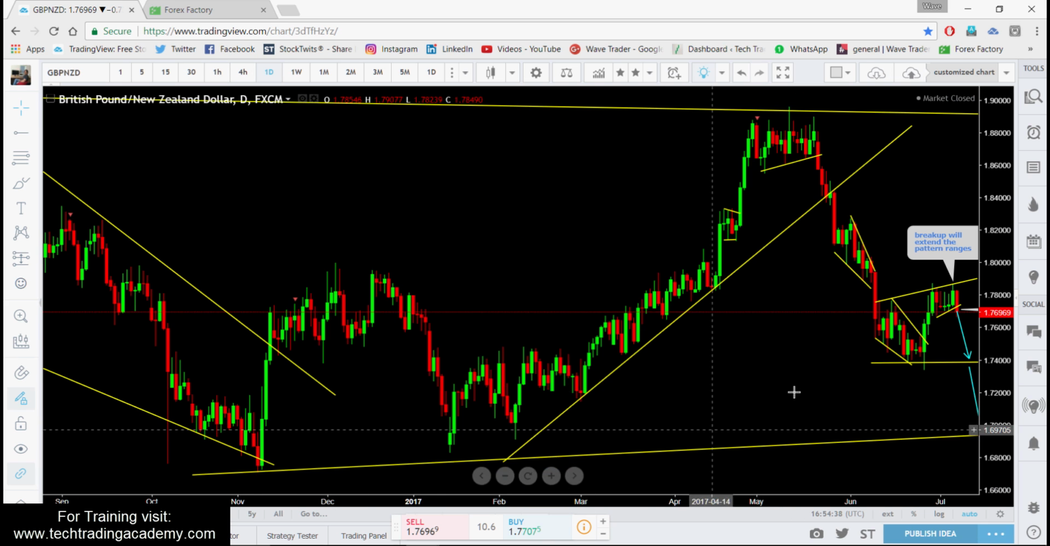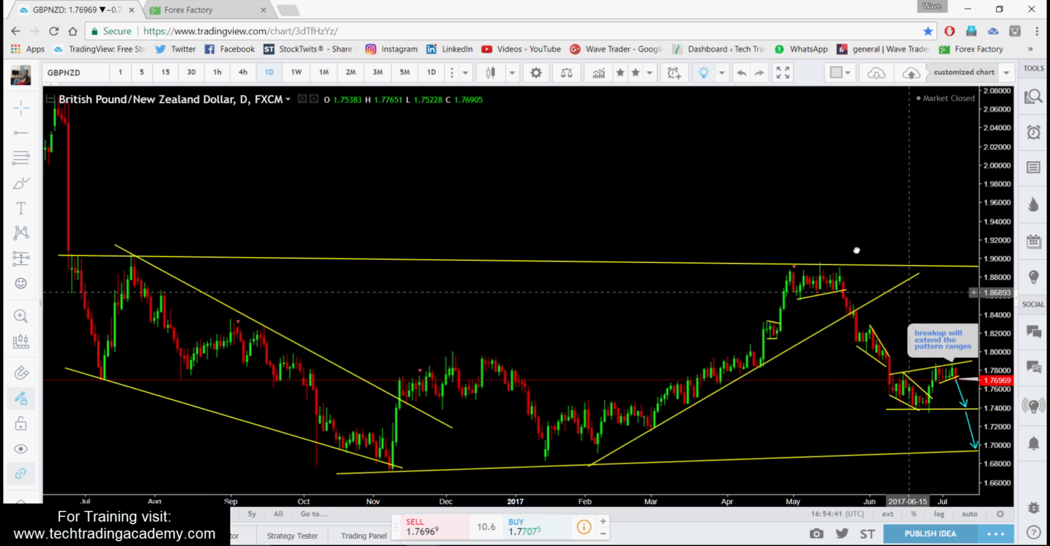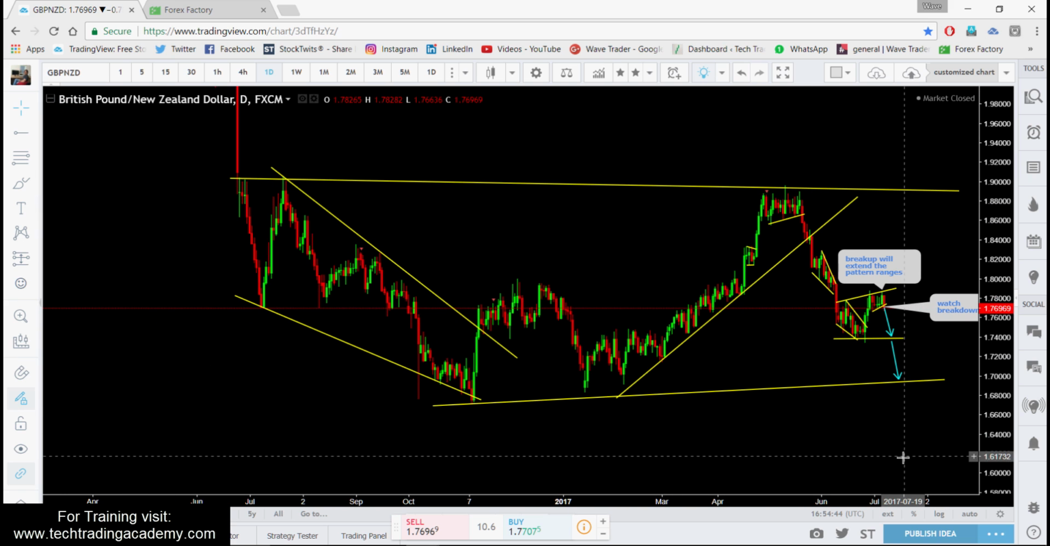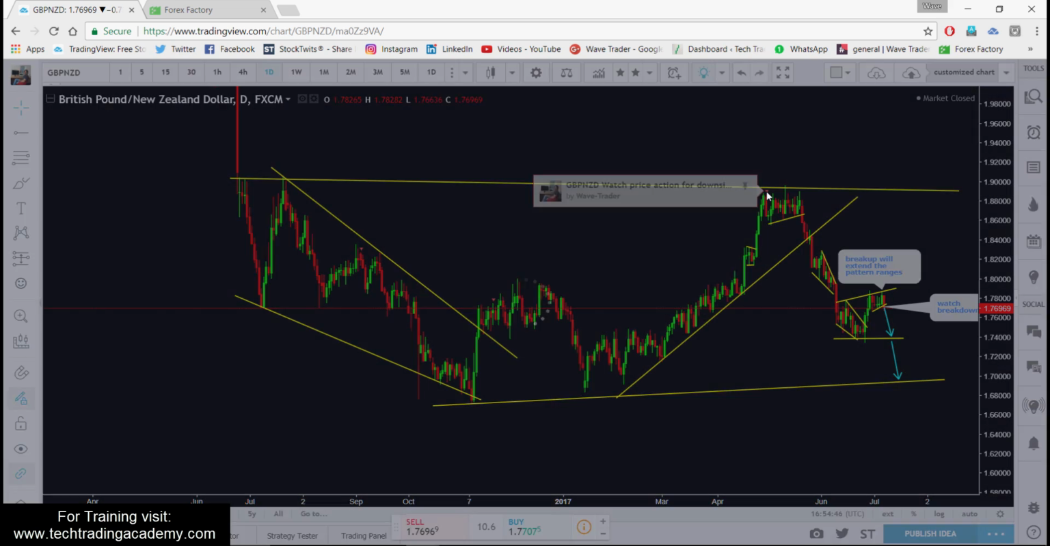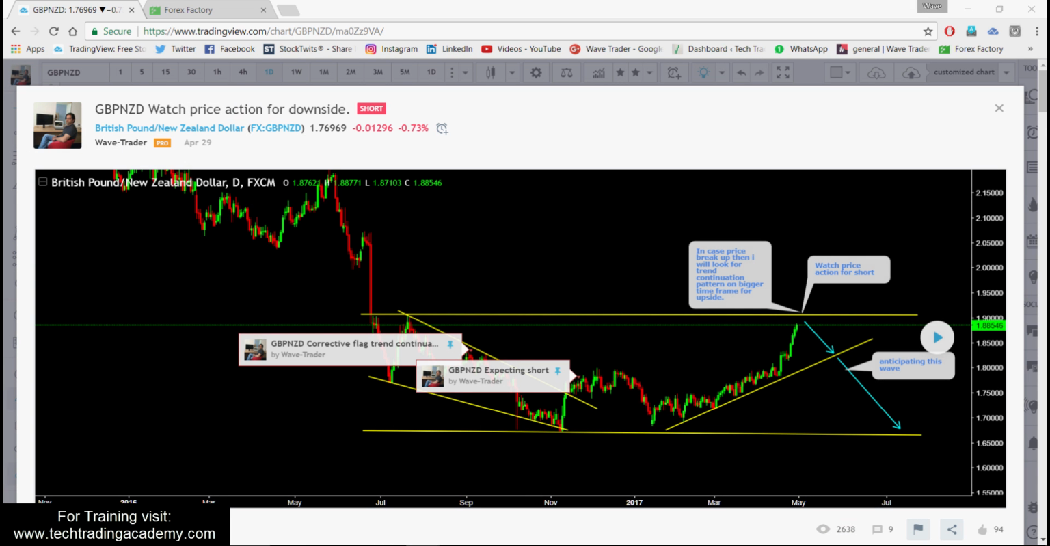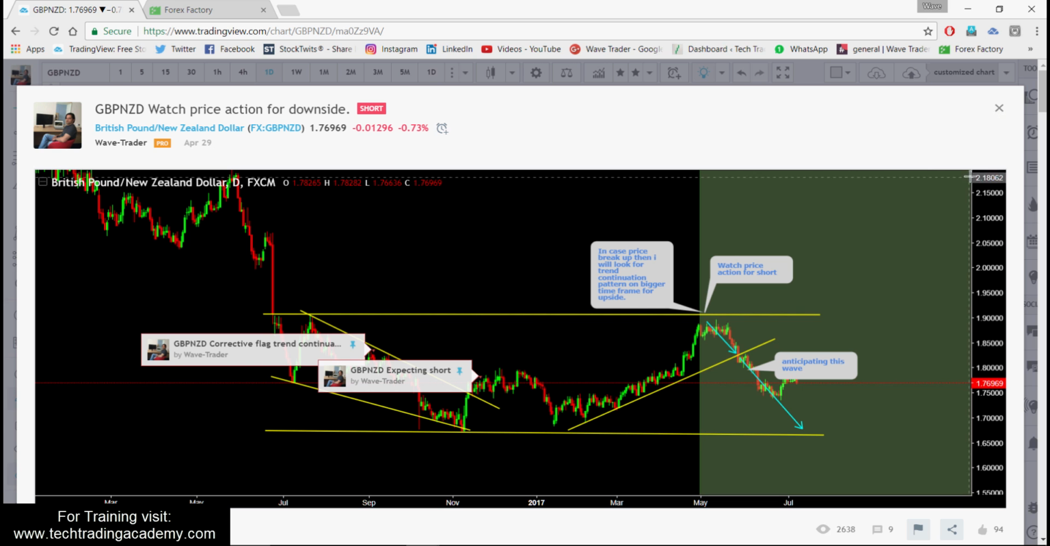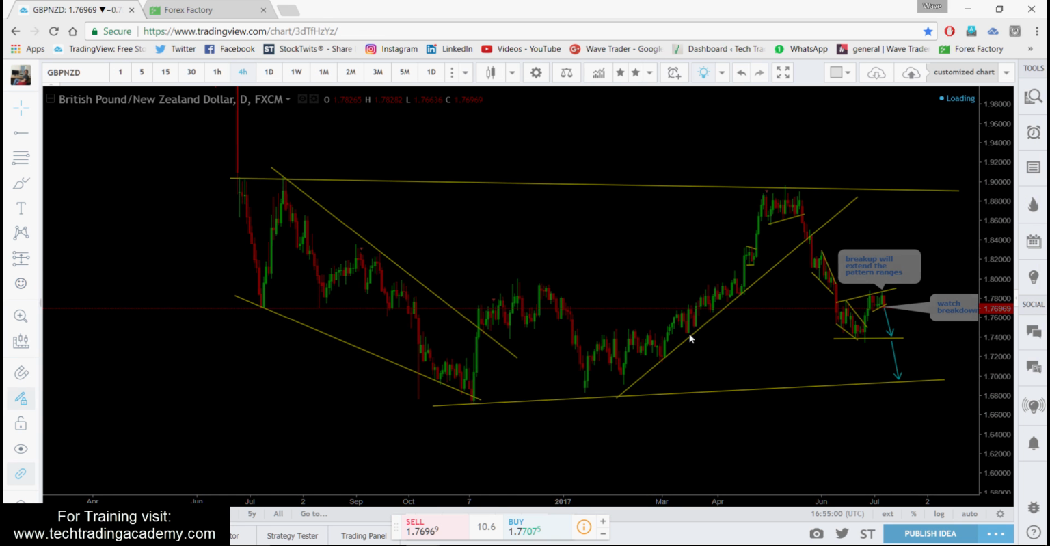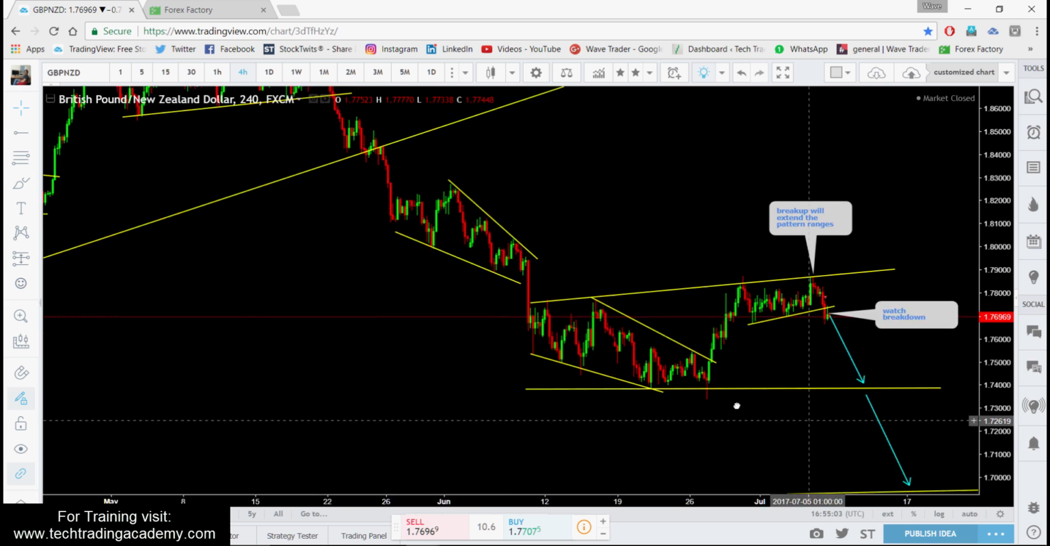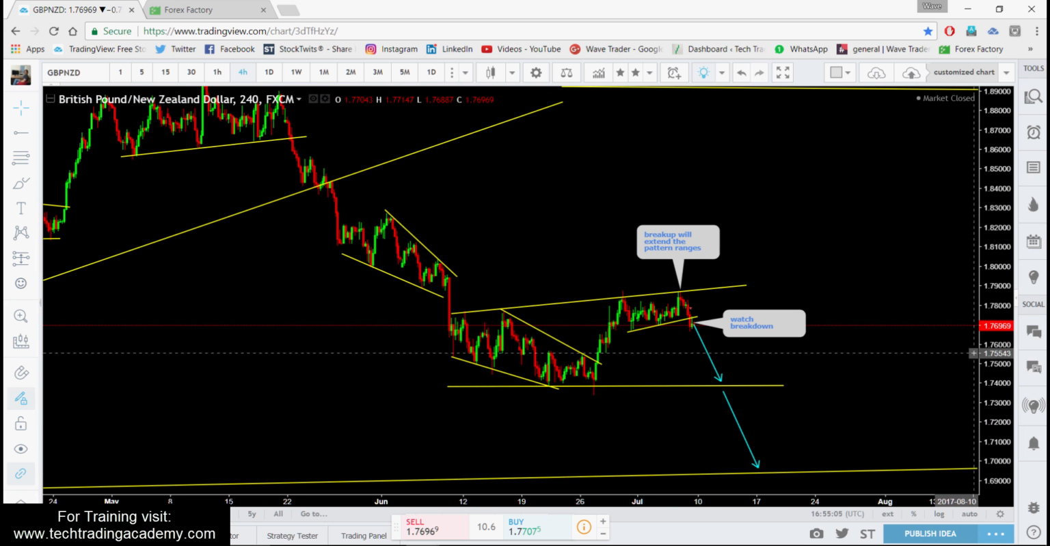So this pair is quite similar to pound Australian dollar. We are still in the bearish trend. So what we are having here on pound New Zealand dollar is a continuation formation, similar to the pound Aussie dollar. But that formation is like a flag, and this is not like a flag. This is like a channel or expanding channel. So we are still having a continuation formation on this pair.